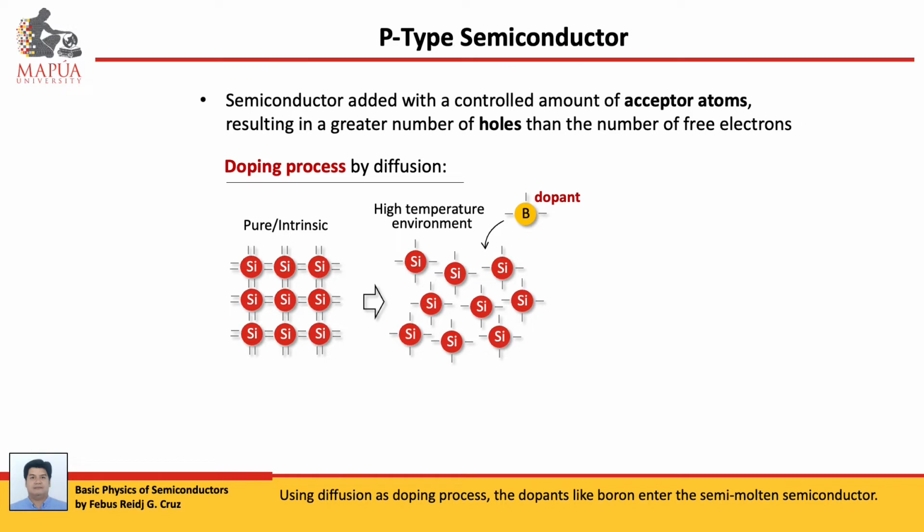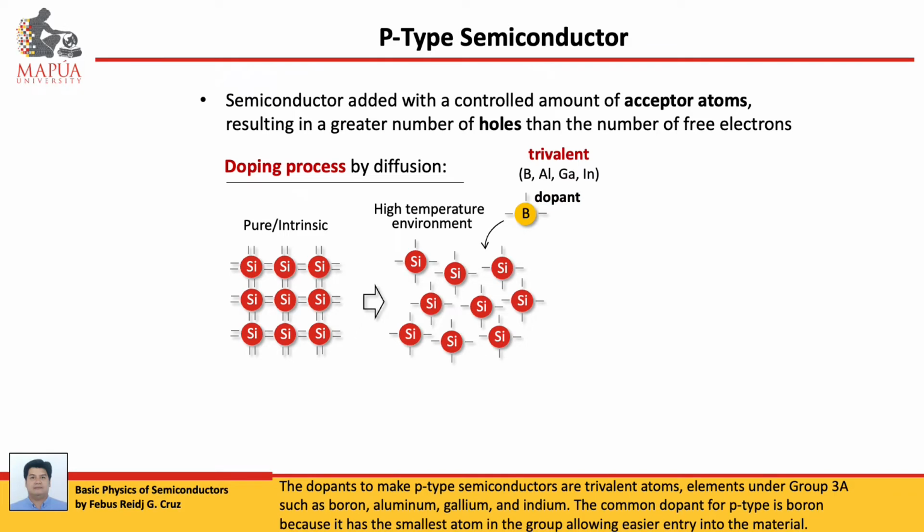Using diffusion as doping process, the dopants like boron enter the semi-molten semiconductor. The dopants to make P-type semiconductors are trivalent atoms, elements under group 3A, such as boron, aluminum, gallium, and indium. The common dopant for P-type is boron because it has the smallest atom in the group, allowing easier entry into the material.